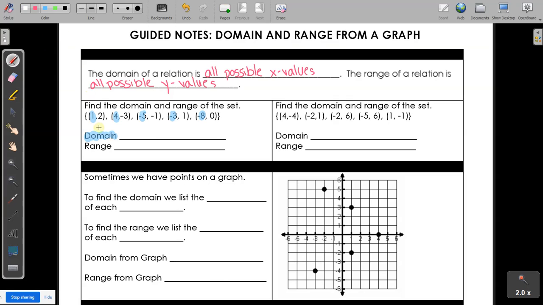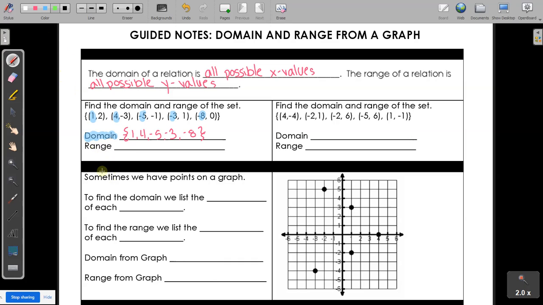So we have 1, 4, -5, -3, and -8. And this is a list of values, so we're just going to do little squiggly brackets around them. You can make messy 3s to show it.